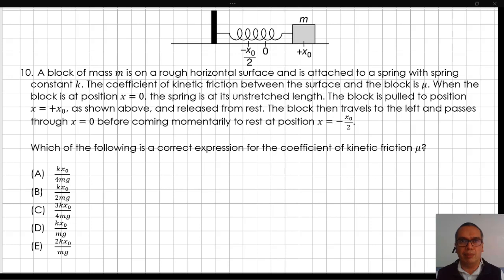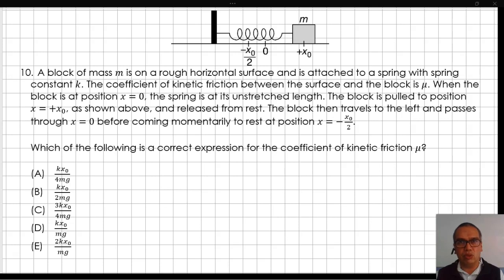10. A block of mass m is on a rough horizontal surface and is attached to a spring with spring constant k. The coefficient of kinetic friction between the surface and the block is mu. When the block is at position x equal to 0, the spring is at its unstretched length. The block is pulled to a position x equal to positive x0, as shown above, and released from rest.